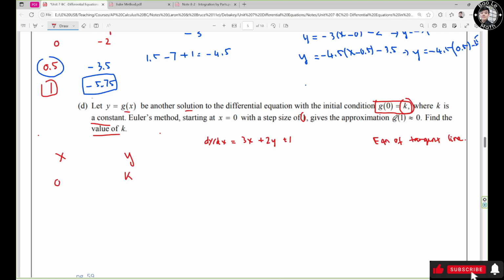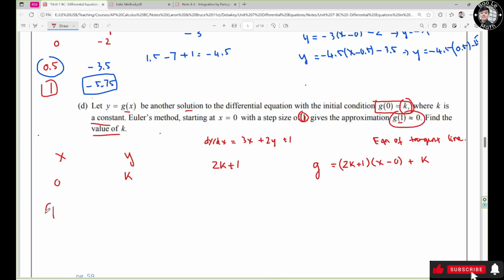Now, the step size is 1, right? And the final value should be 1, right? So I have 1 right here. dy over ds equals 3s plus 2y plus 1. So it could be 2k plus 1, right? Equation of the tangent line should be y equals the slope is to be 2k plus 1 times s minus s1. s1 equals 0, right? Plus y1 should be k, right? Now I change this one into g so that I'm going to use this one easily right here, right?